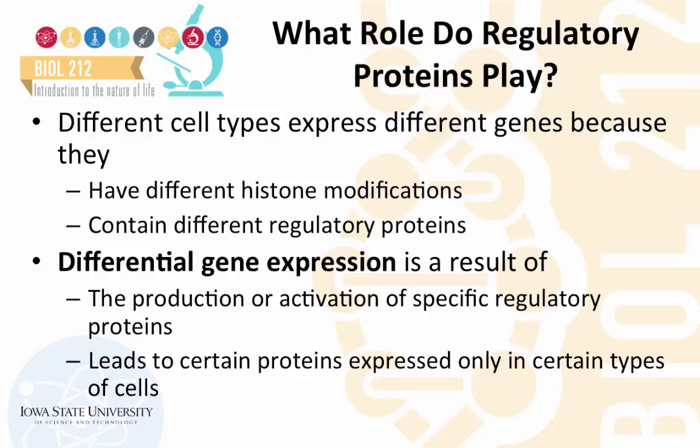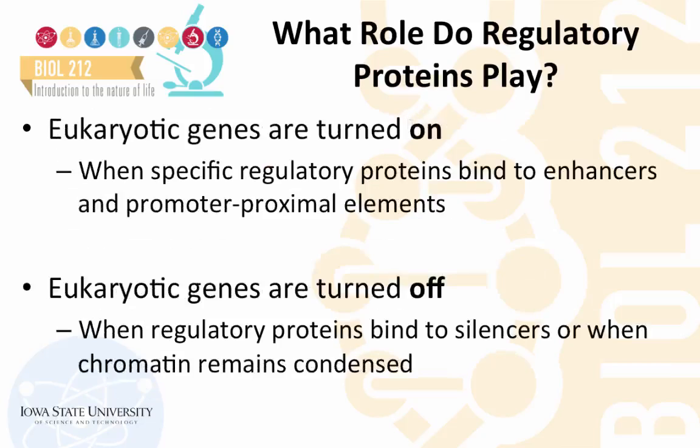is a result of the production or activation of specific regulatory proteins that leads to certain proteins expressed only in certain types of cells. For example, muscle cells have the proteins myosin and actin that help in muscle contraction, whereas brain cells have more ion channels that help in transmitting nervous impulses throughout the body.